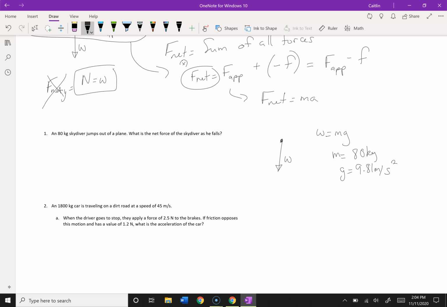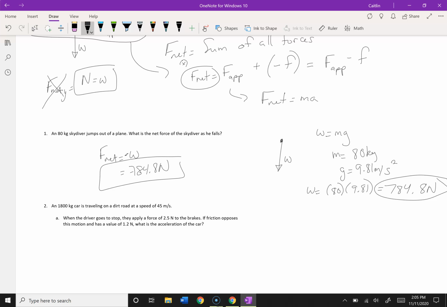Okay? The only other thing we want to make sure is, do we know what F net is? In this particular case, since it's free fall, F net is just going to equal W. And technically, it's going to be negative W. Okay? And forces can be negative, just in case you're wondering. So we're going to set up our equation. And we're going to get 784.8 newtons as the net force on the skydiver.